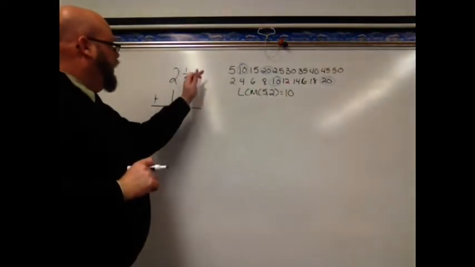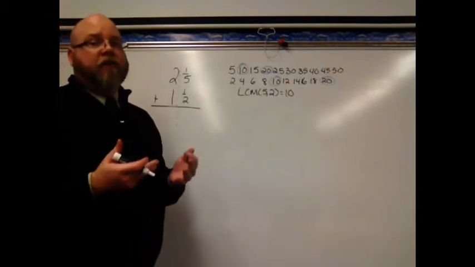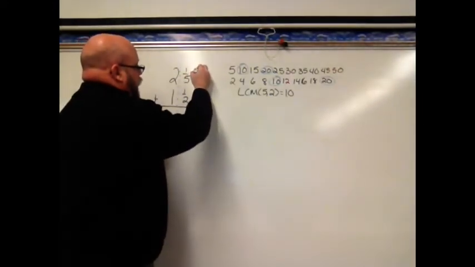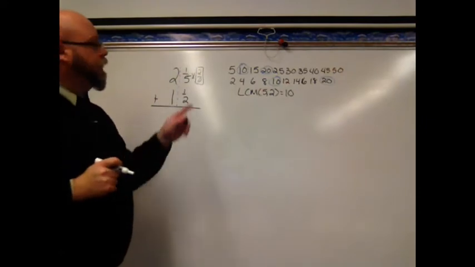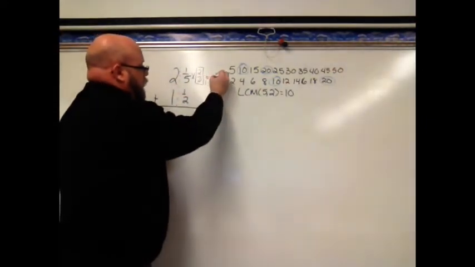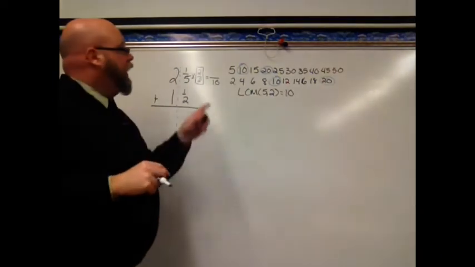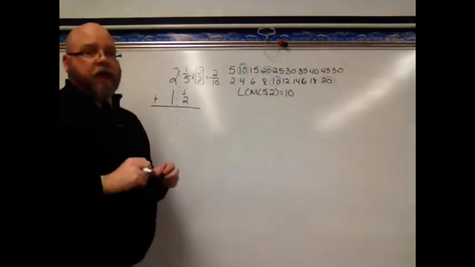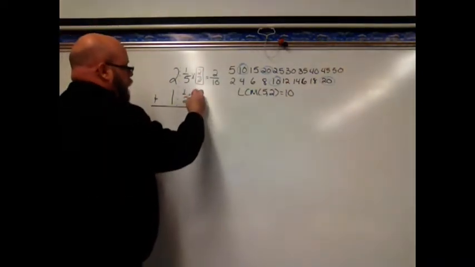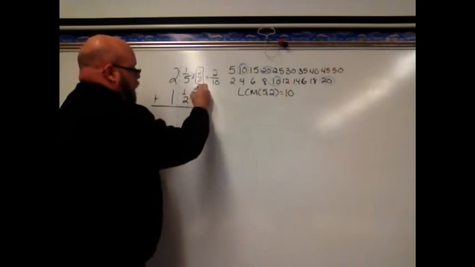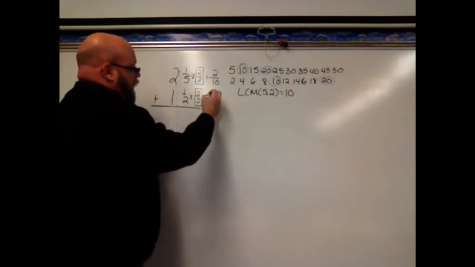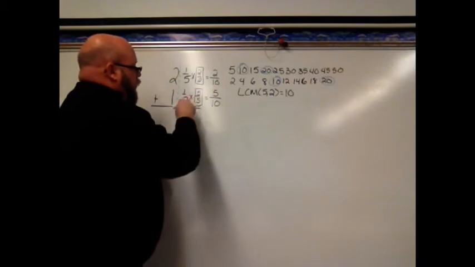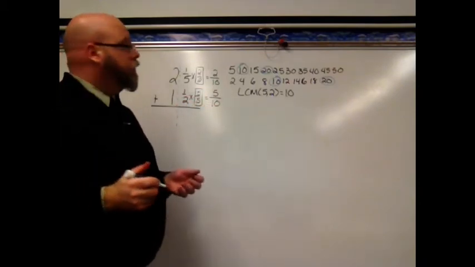So that means we're going to change 1/5 and 1/2 so that they both have a denominator of 10. I'm going to multiply 1/5 times 2 over 2. 5 times 2 gives me that denominator of 10. Whatever I multiply the bottom by, I have to multiply the top by. So 1 times 2 is 2. 1/5 gets renamed 2/10. I'm going to multiply 1/2 times 5 over 5. 2 times 5 gives me that denominator I want of 10. 1 times 5 gives me 5. So 1/2 gets renamed 5/10.